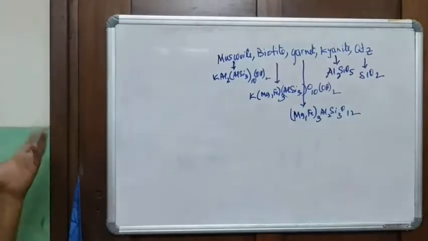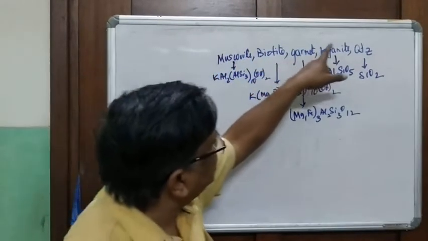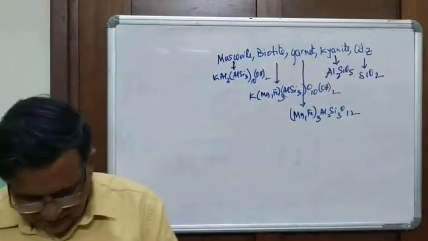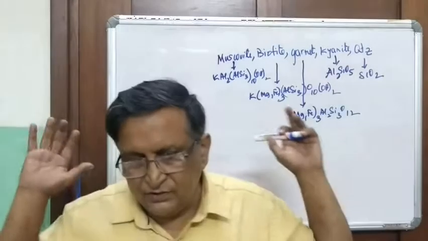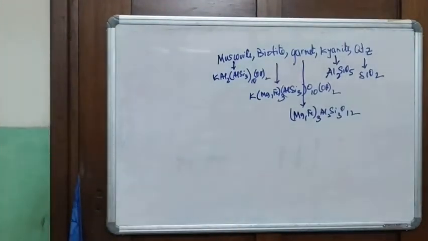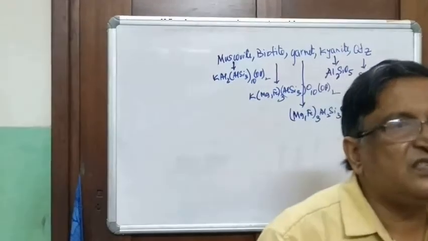So what is the system component? Now, how many phases? Muscovite, biotite, garnet, kyanite, quartz. You see it under the microscope, you identify muscovite, biotite, garnet, quartz. That's it. Done. Phases. What is the system component?